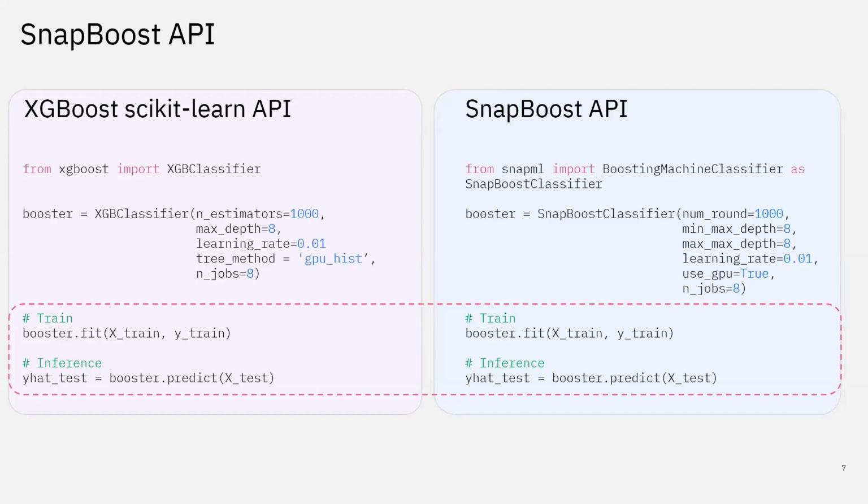And on the right-hand side, you see the SnapBoost API. Again, it's very similar. Instead of setting the max depth, we can set a min max depth and max depth. This is part of the stochastic element of SnapBoost. It can choose the max depth for each iteration randomly between the min and the max. And we also support GPU acceleration via the use GPU flag here. And again, the fit and predict follows the widely popular scikit-learn API, so it can plug into any pipelines or applications which may be expecting estimators with those methods.